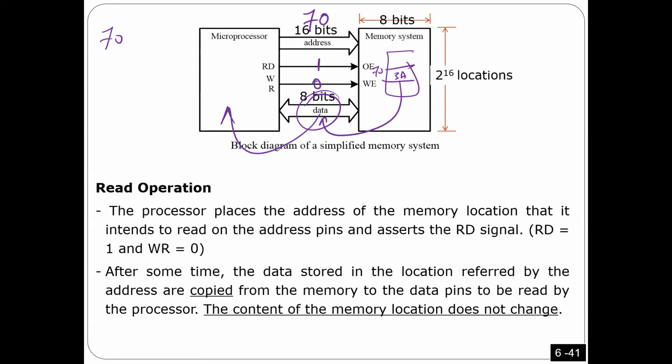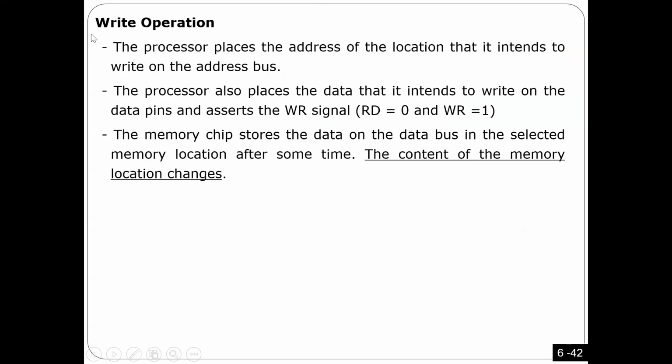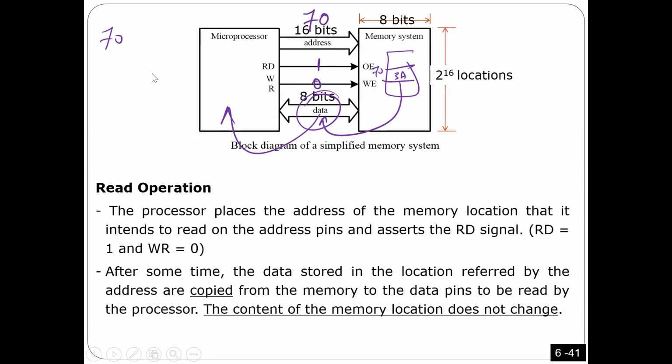So again, in order to read, number one, you need to give the address. After that, you need to give the instruction to the memory. Internally, the memory gets the byte stored in this position and puts it here, and then you can read it. What about if you want to write? How does it work if you want to write?